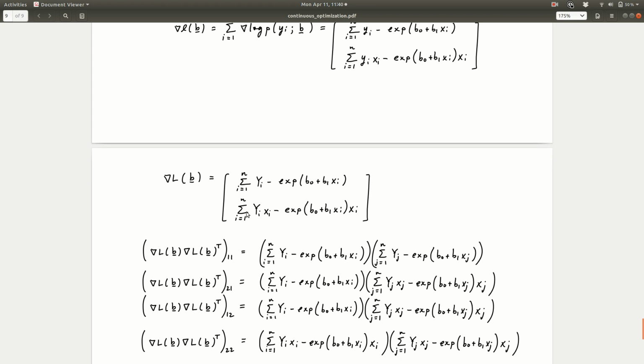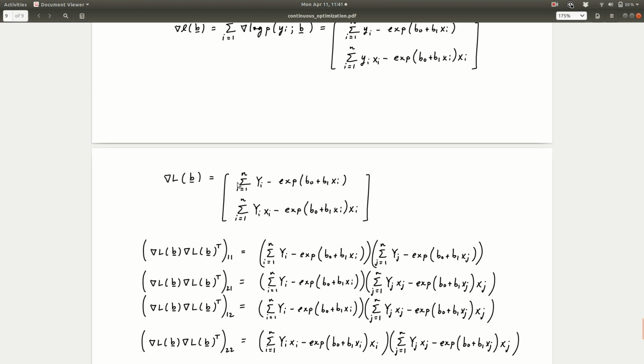So this is a 2x1 vector, so the outer product is going to be a 2x2 matrix. And then the Fisher information is going to be the expected value of that product. So let's just write out that outer product. The 1,1 entry, and this is too big to put in a 2x2 matrix, so I'm just writing out each of the 4 entries.